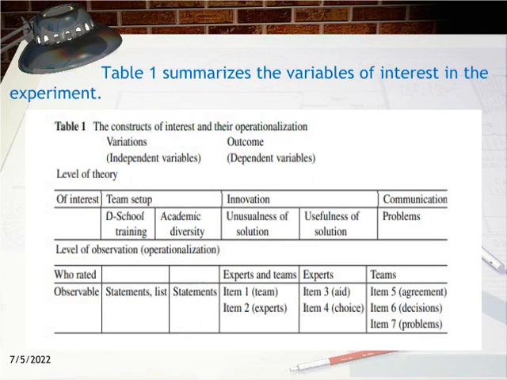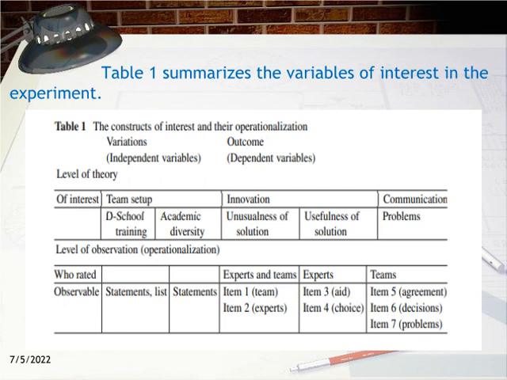See the table, which summarizes the variables of interest in the experiment. In this study, the variations or independent variables are team setup, school training and academic diversity. Outcomes or dependent variables are unusualness of solution, usefulness of solution and communication problems. In total, 7 items were answered by the teams and the experts.